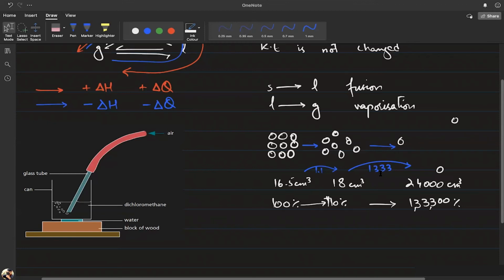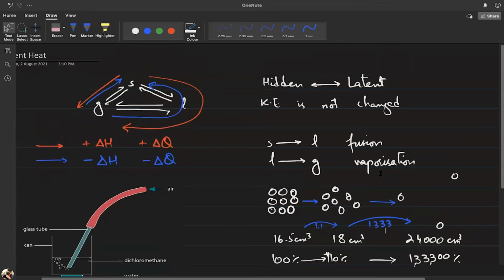Okay, so you're overcoming the forces. Forces are really strong, sure, but you just have to overcome them for a little bit. But when you're converting a liquid to a gas, it's huge. All right, so does everybody understand why latent heat of vaporization is more and latent heat of fusion is less?